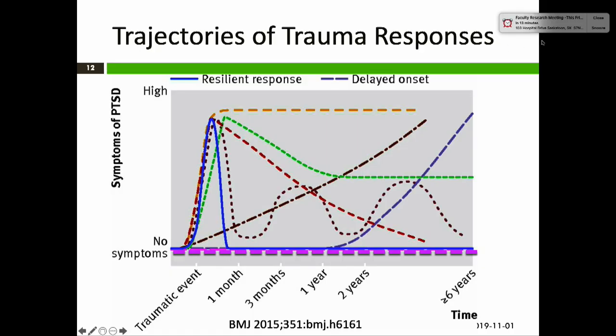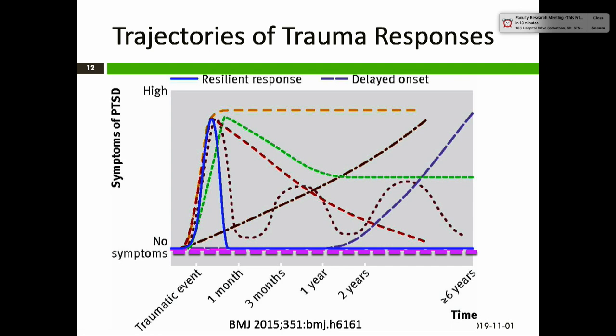So as we say, PTSD does not happen to every person who goes through trauma. It's around 10 to 20%. It depends on what population we look at. The majority of us, at least 60 to 80% of us, will experience trauma in our life at least once, but only 9% of them will have PTSD. That is reflected on the pink one called no symptoms.